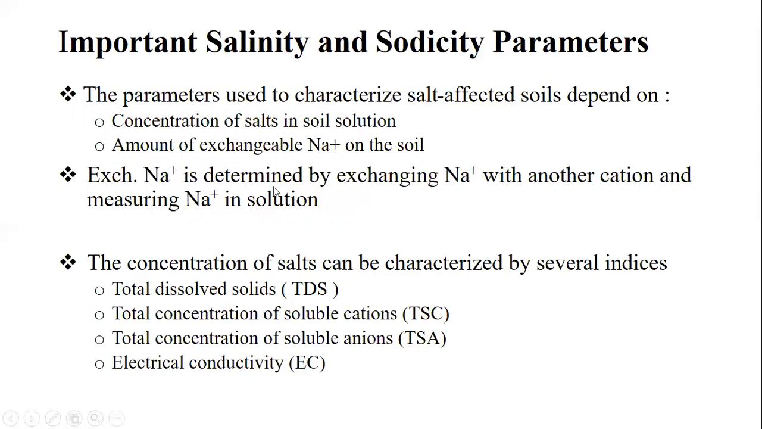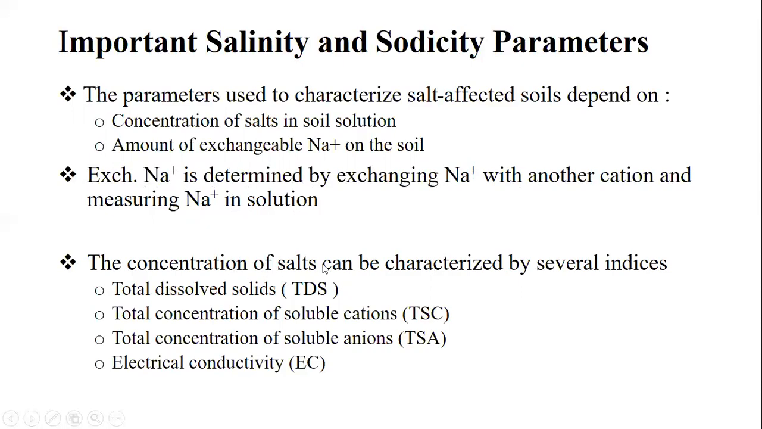Exchangeable sodium is determined by exchanging sodium with another cation and measuring sodium in solution. How do we measure exchangeable sodium? You remember that anything that's on the exchange site, you cannot remove with water. You have to remove it with another cation. So you have to bring in another cation that will take the place of sodium on the exchange, so sodium will come out to solution. So exchangeable sodium is determined by exchanging sodium, which is on the exchange sites, with another cation, and then we measure the sodium in solution that comes out.